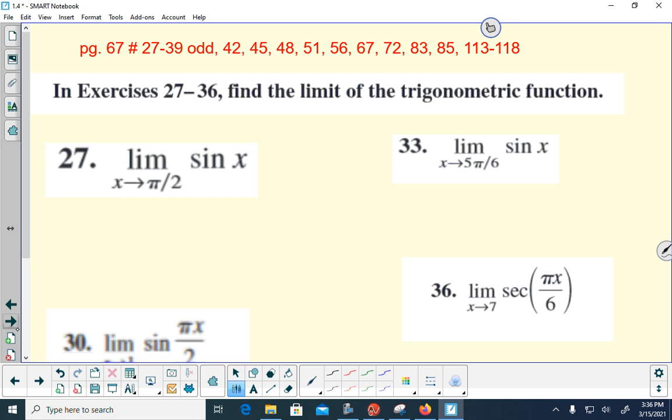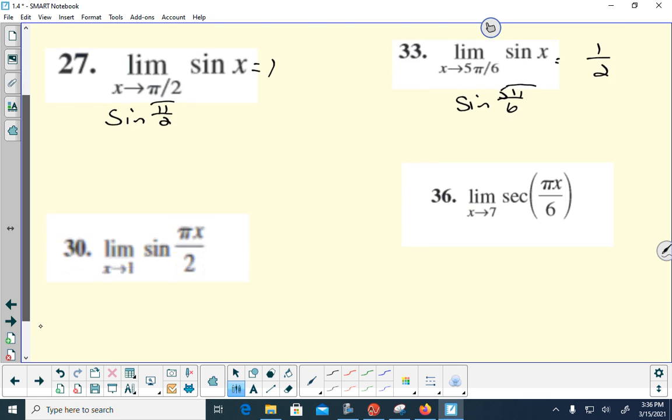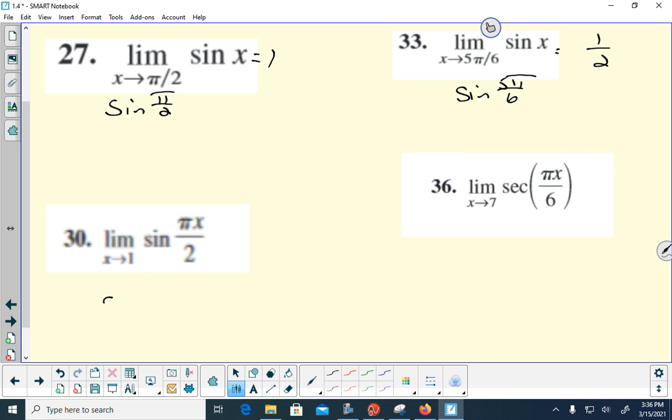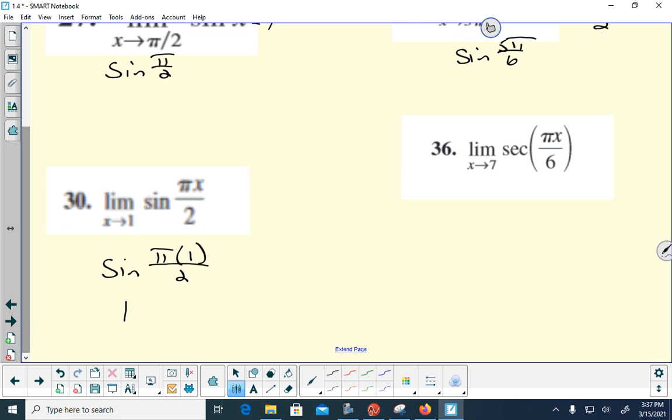Number 27, find the limit of the trig function. So remember, you're just still doing direct substitution. So I'm going to do the sine of pi over 2, which will be 1. Now I'm going to do the sine of 5 pi over 6, which is 1/2. Number 30, I'm doing 1, so this will be the sine of pi times 1 over 2, so the sine of pi over 2, which is 1.